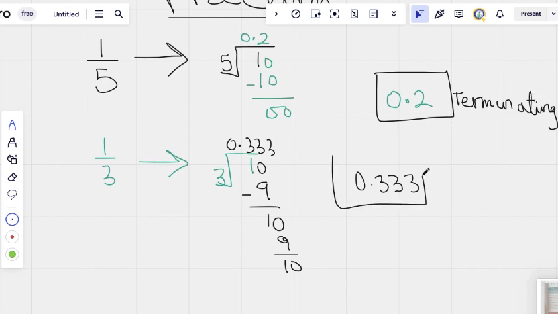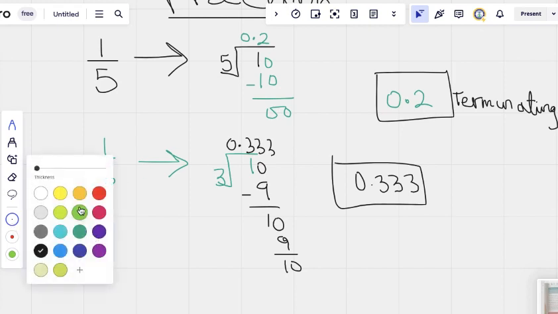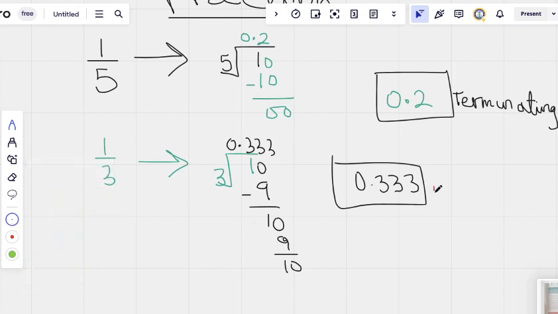Why this is a recurring decimal. This is a recurring decimal. So we say this is a recurring decimal. So when we relate a fraction, we can relate it to either a terminating decimal or a recurring decimal. Fractions are easily converted to decimals with the long division method, okay?